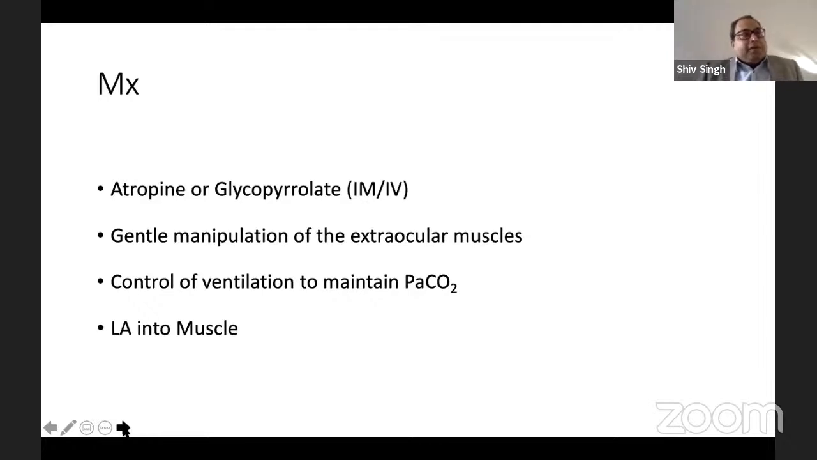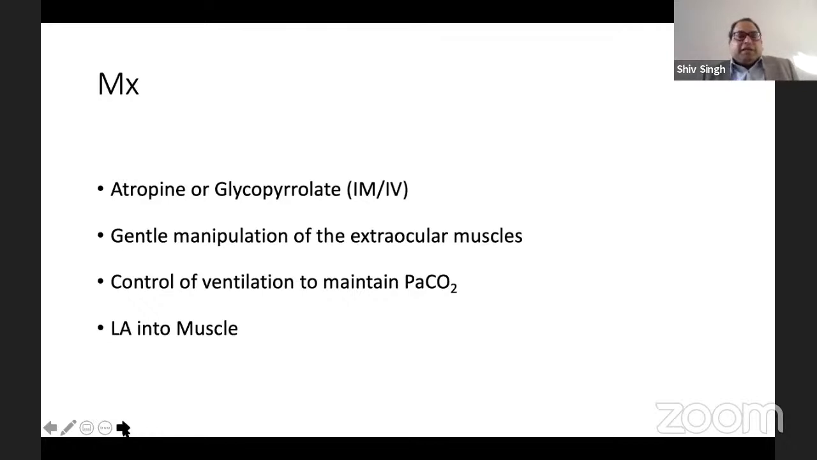You can actually give atropine and glycopyrrolate. Some people tend to give it prophylactically, or others just wait and see what happens. And despite this, if it still occurs, then you make sure that the surgeon is told to be gentle with manipulation. From our side, we need to make sure that the patient is adequately ventilated, that the CO2 levels are normal. And if despite all these measures the surgeon is still very gentle and it is still happening, you can then ask the surgeon to inject some local anesthetic into the muscle.